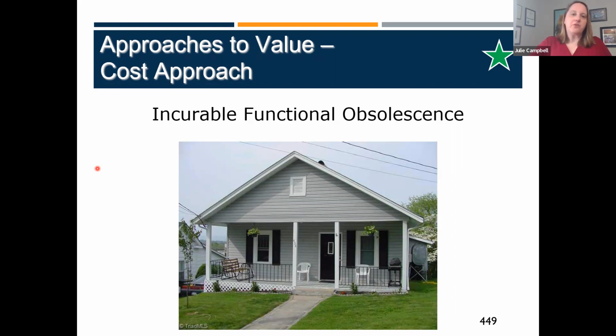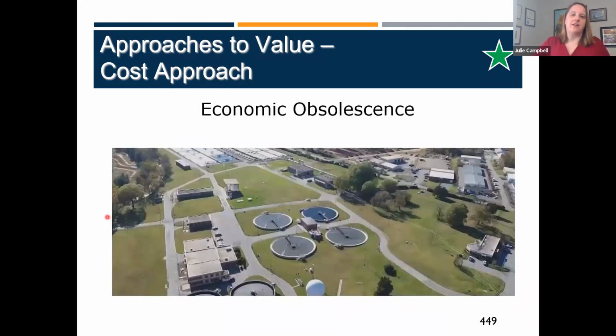The third type of depreciation that the appraiser looks at is economic obsolescence. This is only curable. These are things outside of the property boundaries that may affect the property.